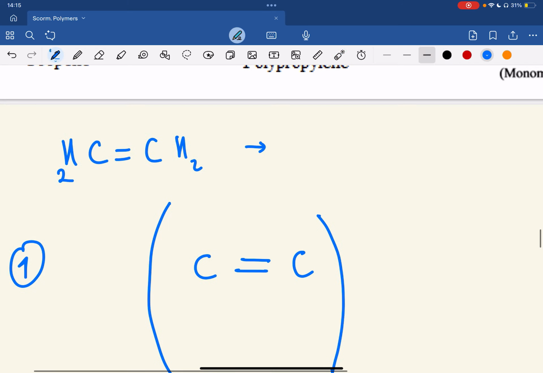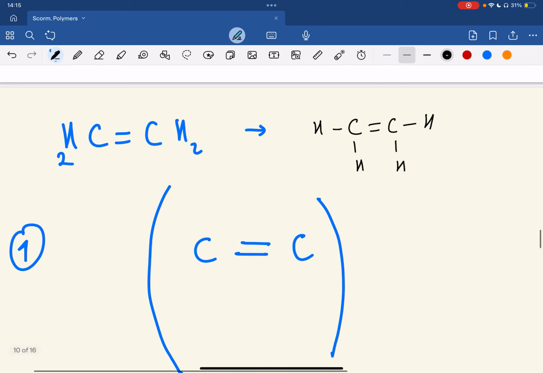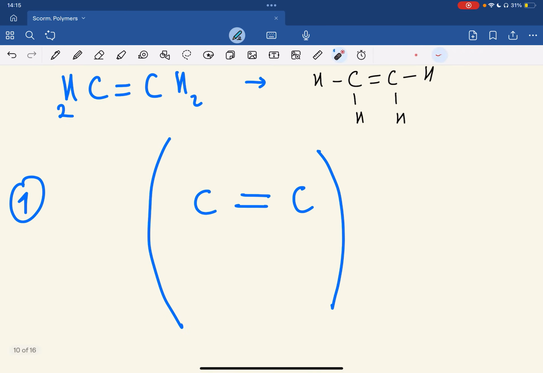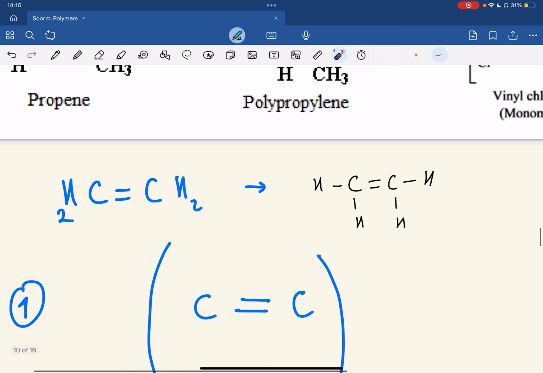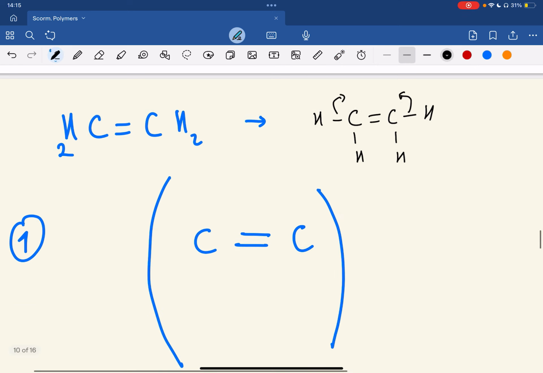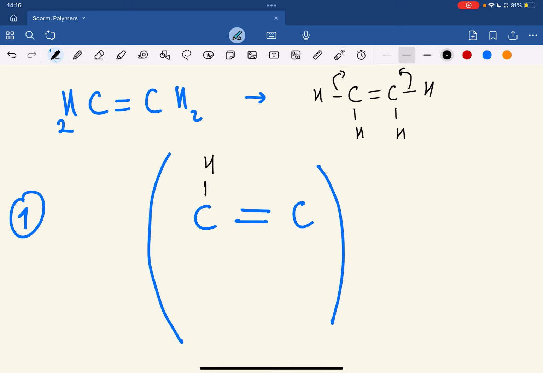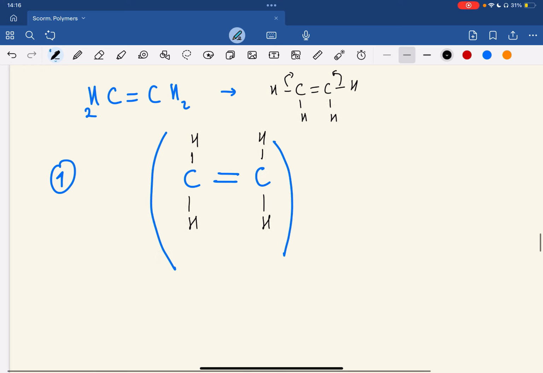So I always suggest you create a full structural formula, H, H, H, H. How can we make sure that there is nothing on the left side and on the right side? We have to just shift these hydrogens to the top and bottom, so the left and right sides of the carbons are free. So this is step number two.